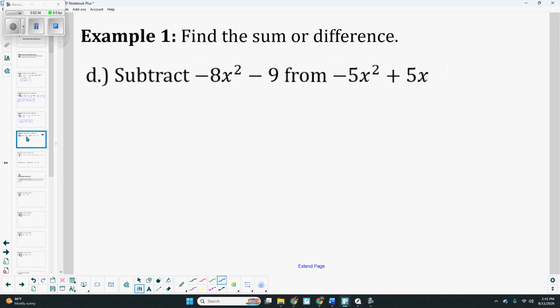And for the last one, it's just written a little differently. It says subtract negative 8x squared minus 9 from negative 5x squared plus 5x. So this is what we're minusing. So I'm going to minus all of this. So minus negative 8x squared is going to become plus 8x squared. Minus negative 9 is going to become plus 9. So now this is going to give me positive 3x squared plus 5x plus 9.